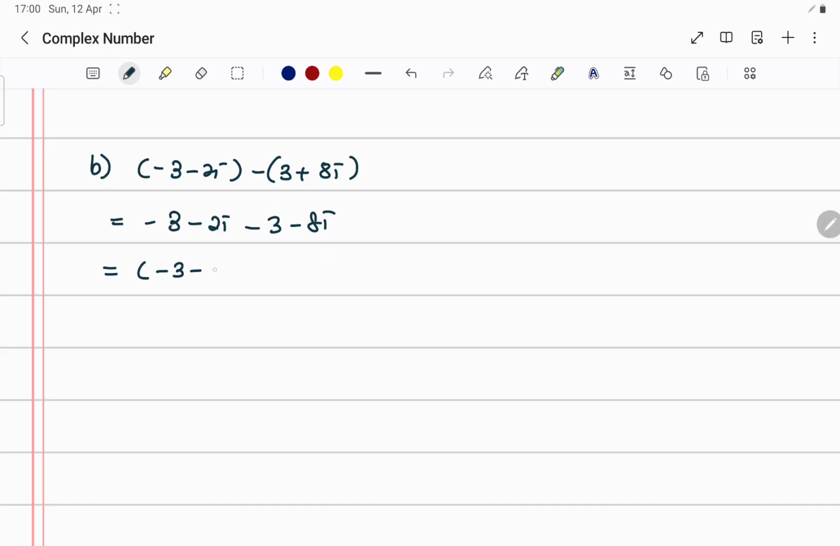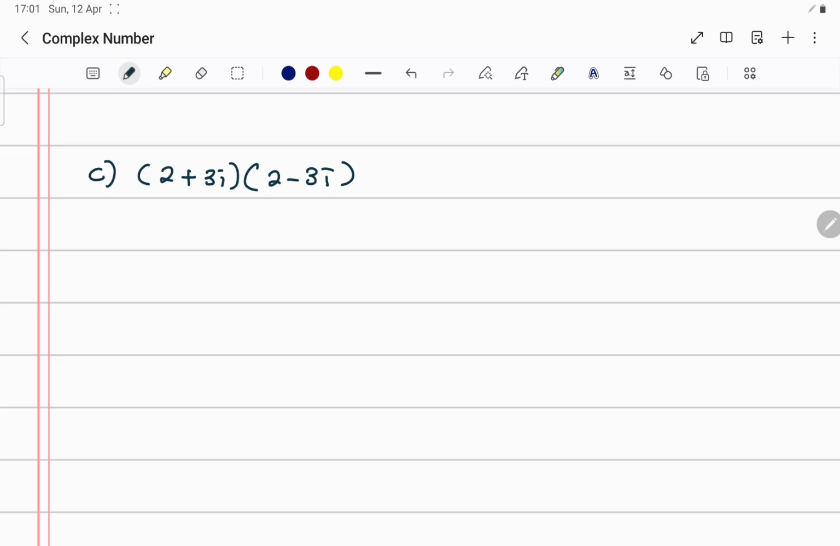So negative 3 minus negative 3, you're going to get negative 6. Negative 2i minus negative 8i, you're going to get negative 10i. So this is your final answer for this question. Okay, so we will go through the next question.